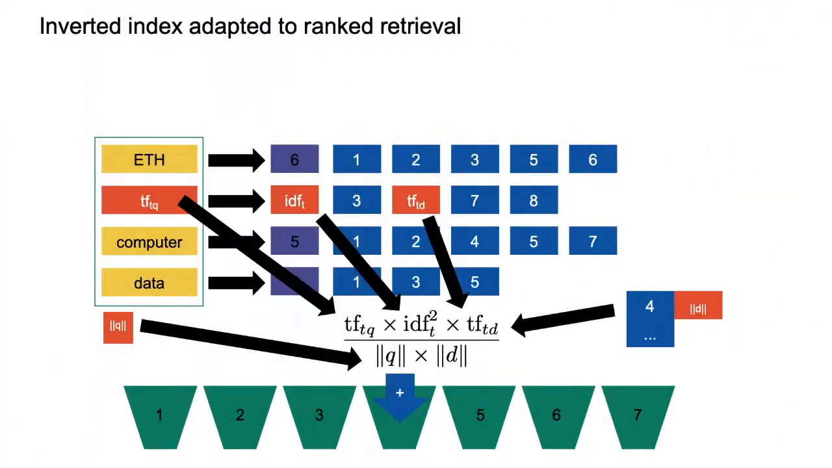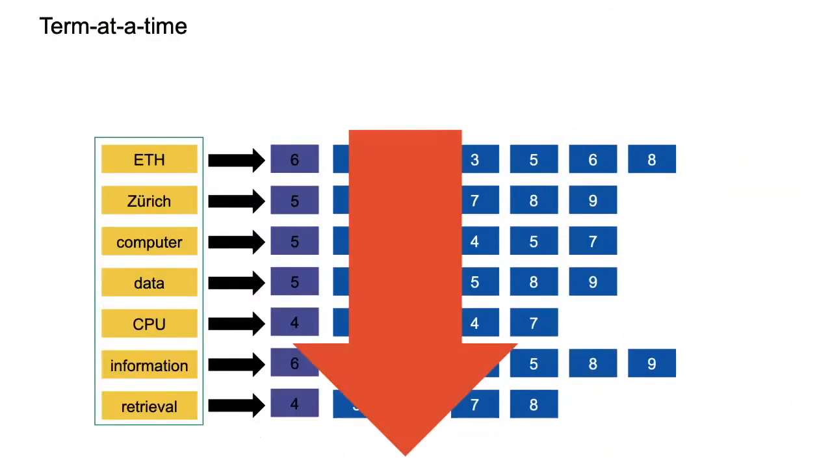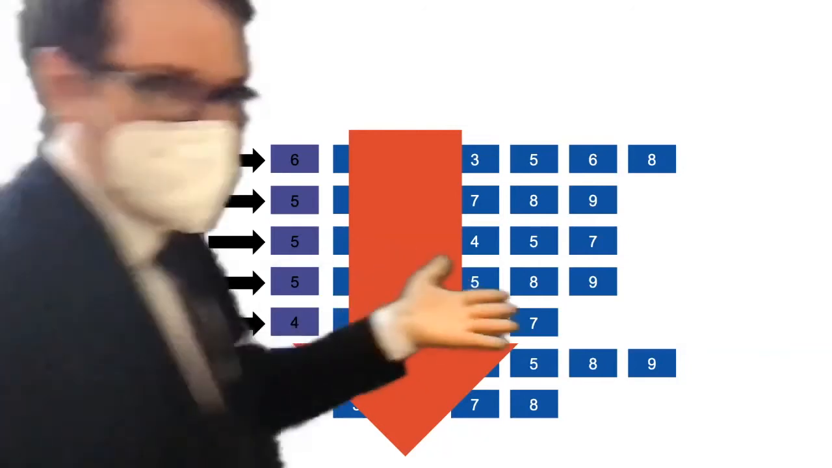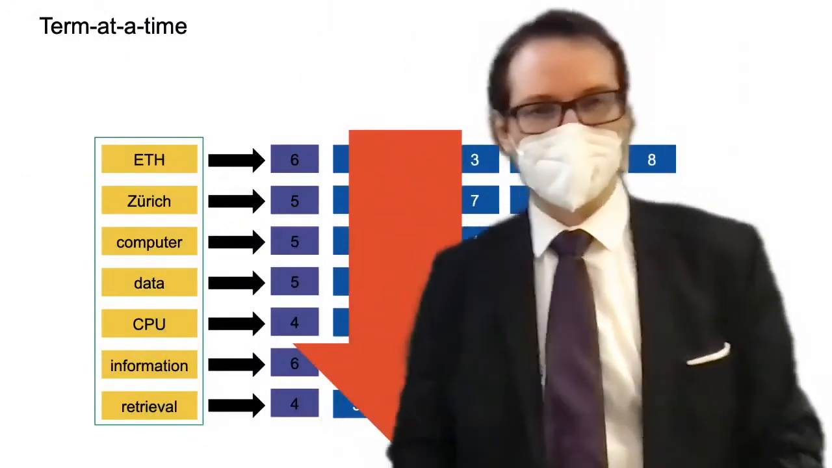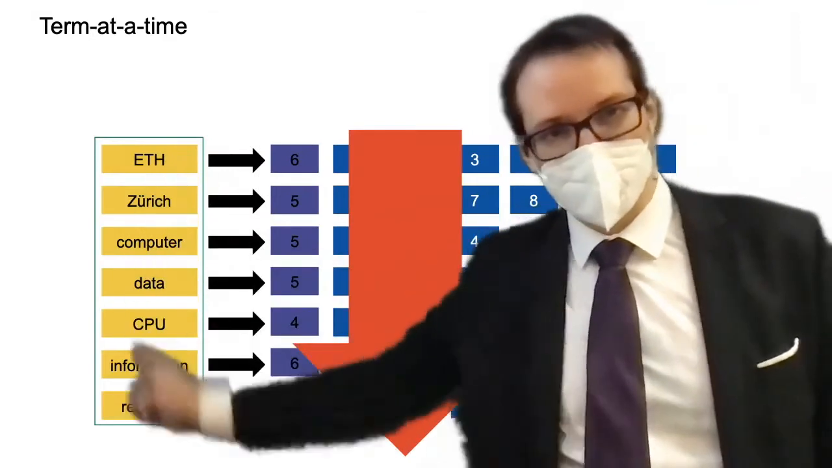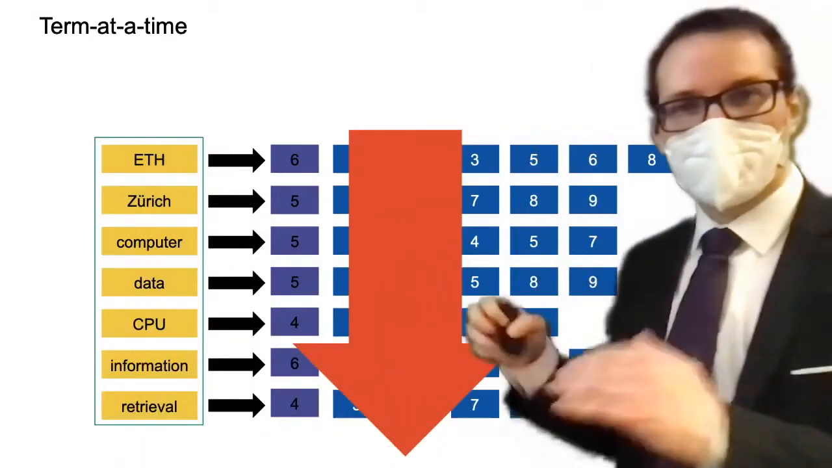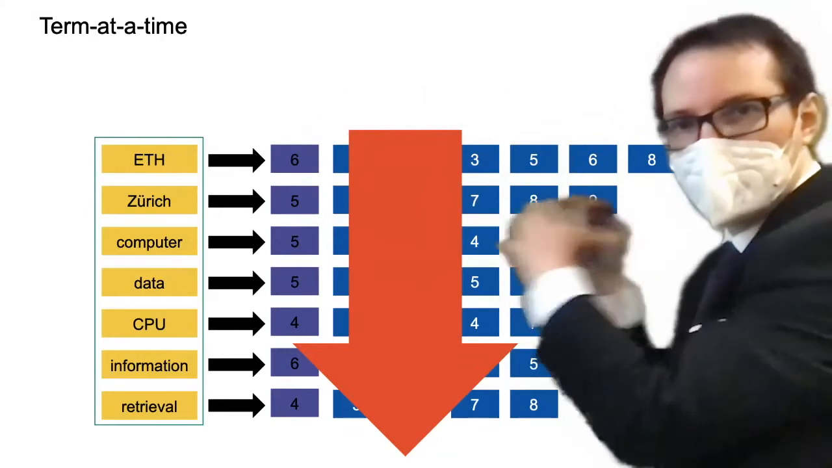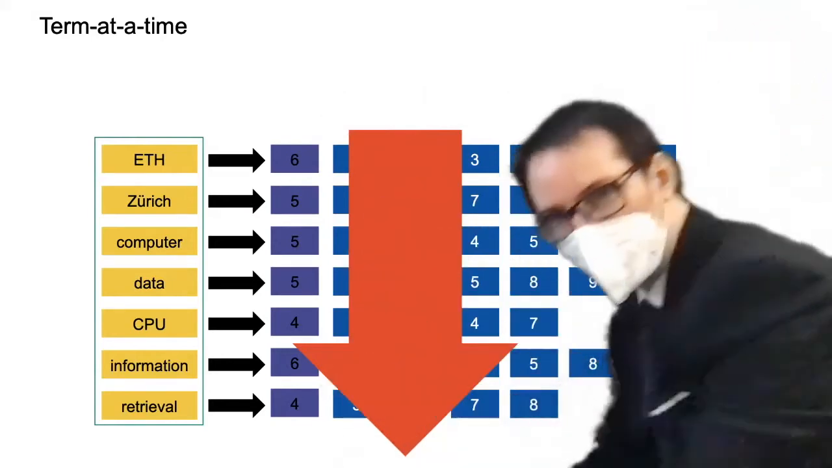Now, here's the thing. There's two ways we can do that. The first way is called term at a time. It means that we start with ETH. So we traverse the entire postings list for ETH. And then we go with Zurich. Again, we do all documents. And then we go with computer and so on. Of course, the terms in the query, right? Not those that are not in the query. So I'm assuming these are all the terms in the query. Term at a time means like this. Right, I go top down.